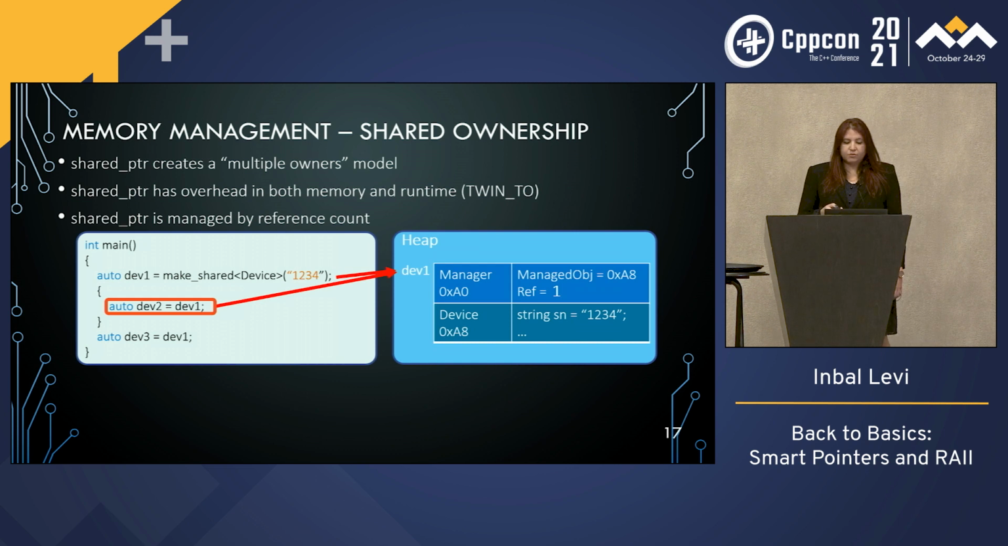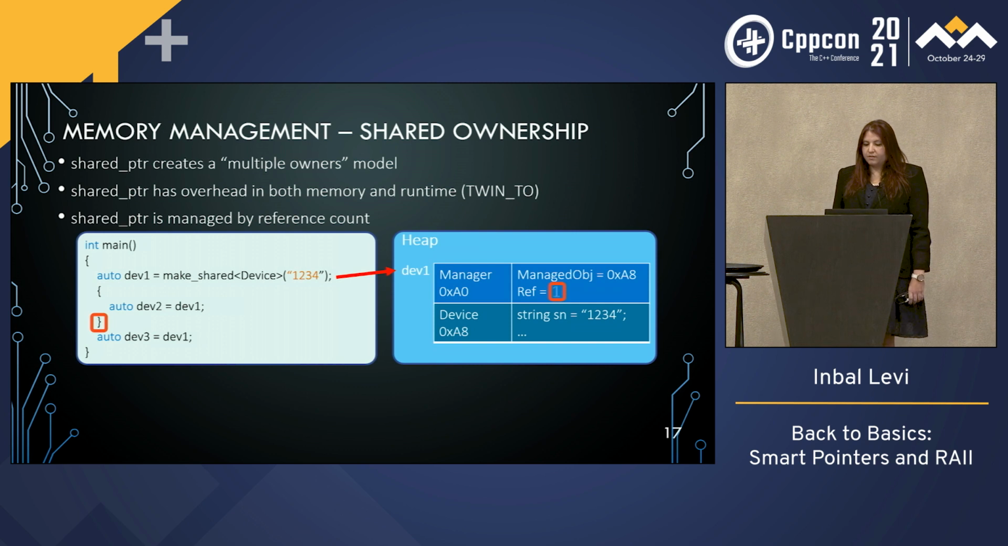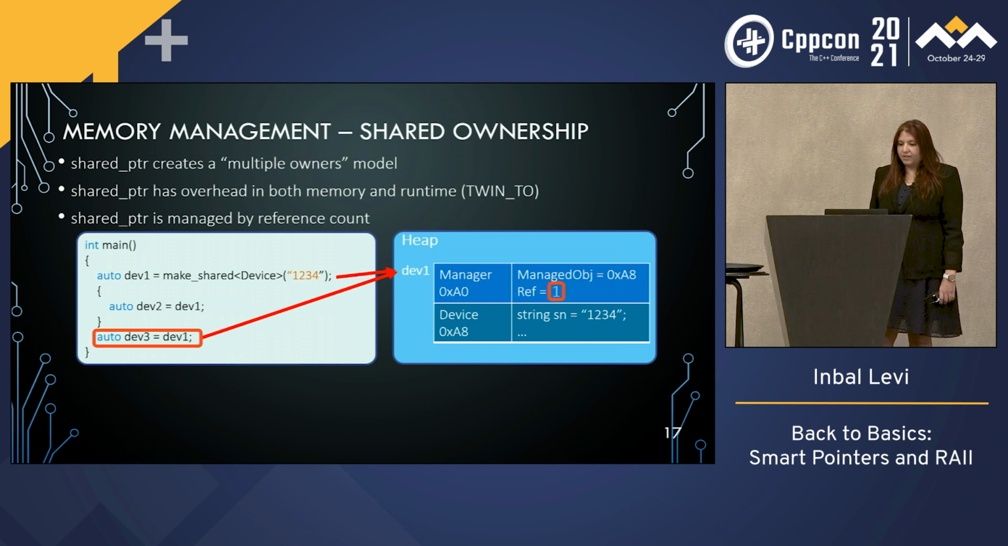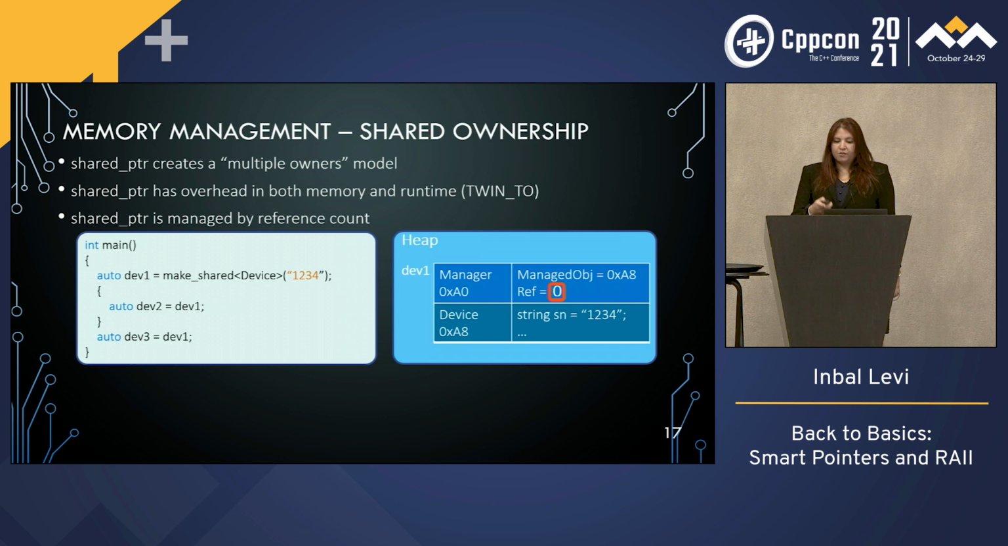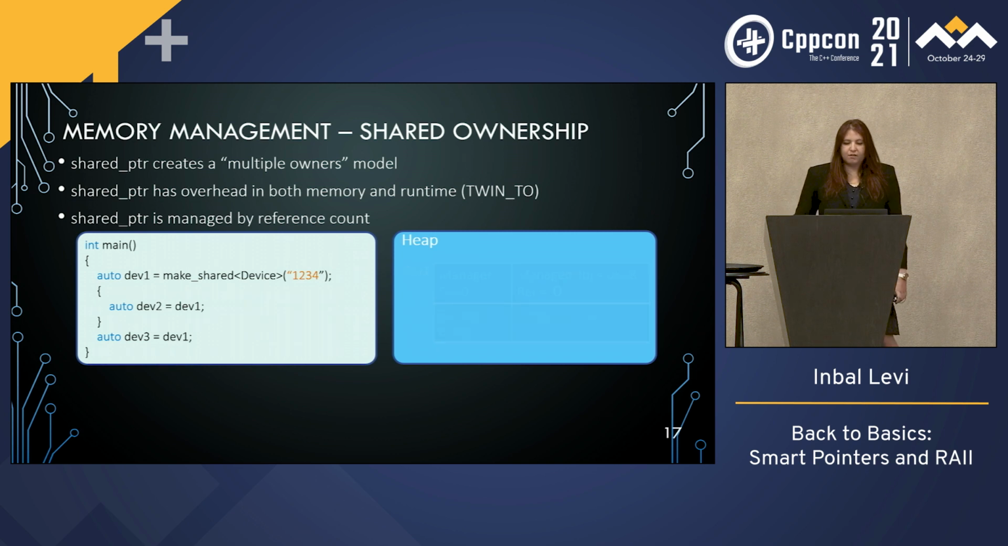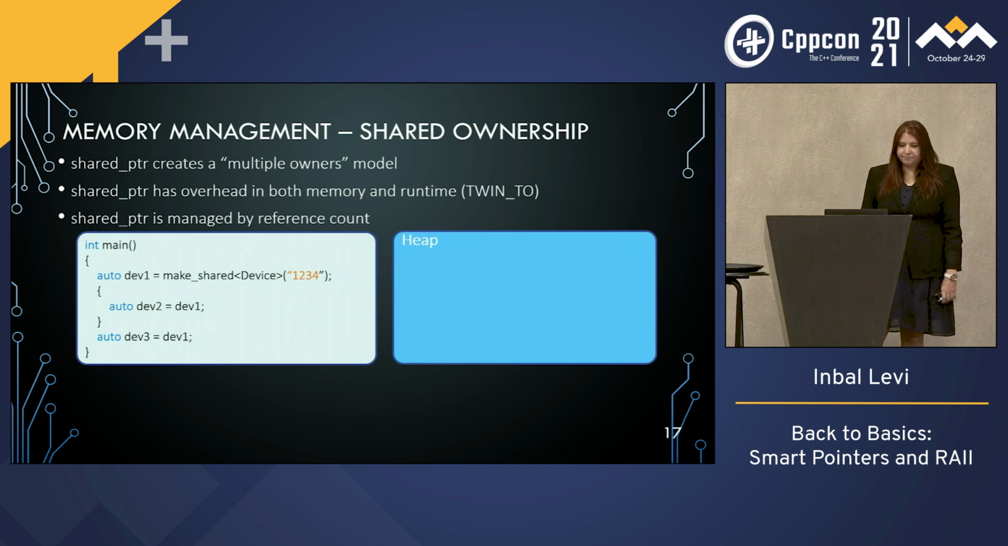Now we get into this scope and we create device two. Of course, we have an additional pointer, reference count goes to two. And we reach the end of the scope, the pointer disappears, reference count goes to one. And of course, when we copy again, we increase the reference count. And once we end the function, both of the pointers disappear, reference count goes to zero, and our allocation goes away.